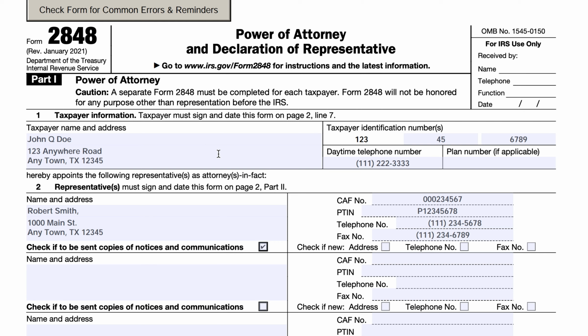We do go into a little more detail about what you would do if you're, say, the administrator of an estate, or a trust fiduciary, acting on behalf of a deceased taxpayer. We go into more detail in our article.